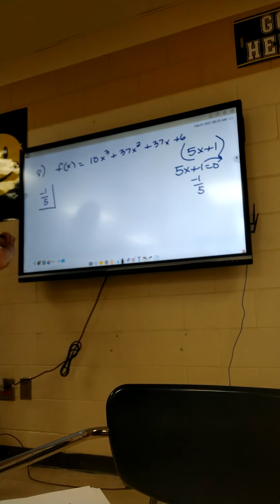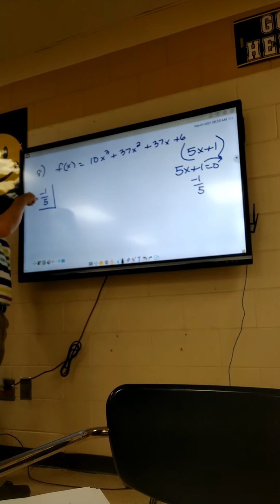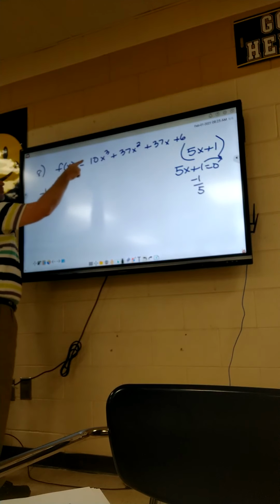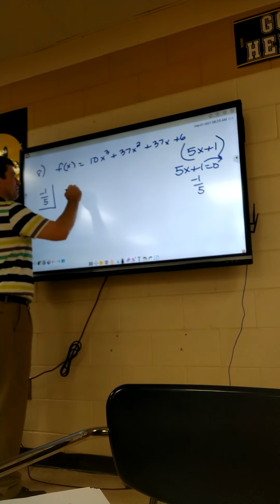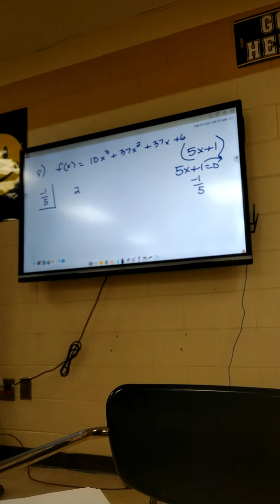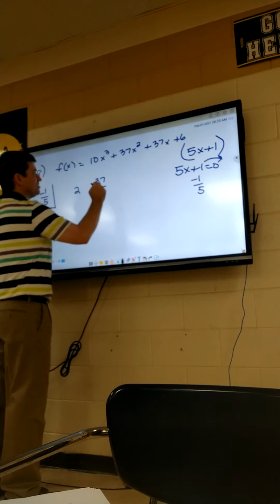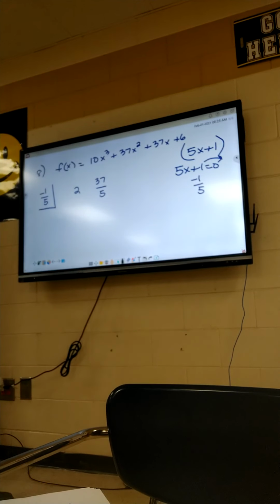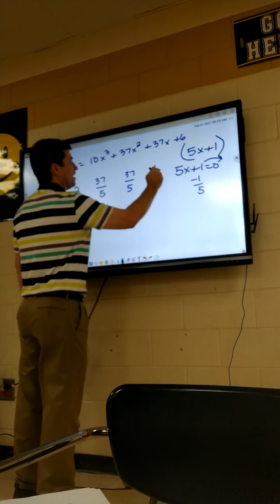Now here's a trick. Everybody watching? What are they dividing by in the box? That's negative 1 divided by 5, right? So they're dividing by 5 in the box. So before you bring your numbers down, you have to divide them by 5 too. 10 divided by 5 is 2. 37 divided by 5, if it won't divide evenly, just write it 37 over 5. So I got another 37 over 5. 6 divided by 5 is just 6 over 5.